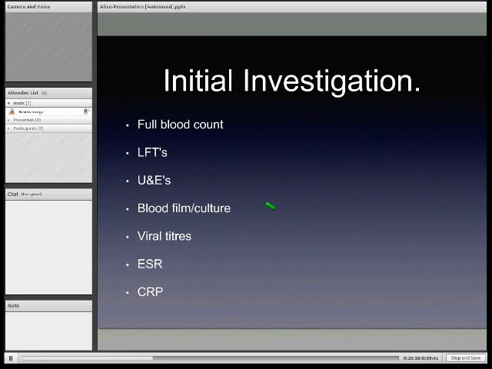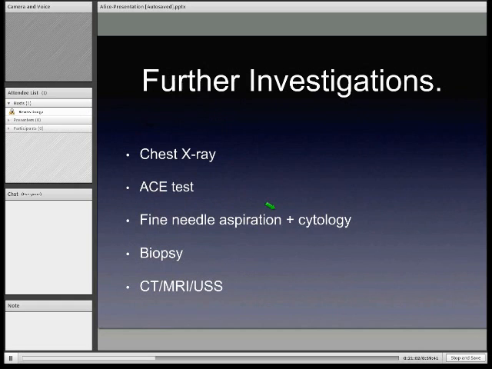So what would you do if a patient came in? You would look for signs of infection, so you would do a full blood count, looking for signs of elevated CRP. Again, signs of infection, you would look for blood cultures and viral titers, look for general organ dysfunction with LFTs and UNEs, and erythrocyte sedimentation rate is a generalised marker of inflammation. So depending upon those, you would do further tests.